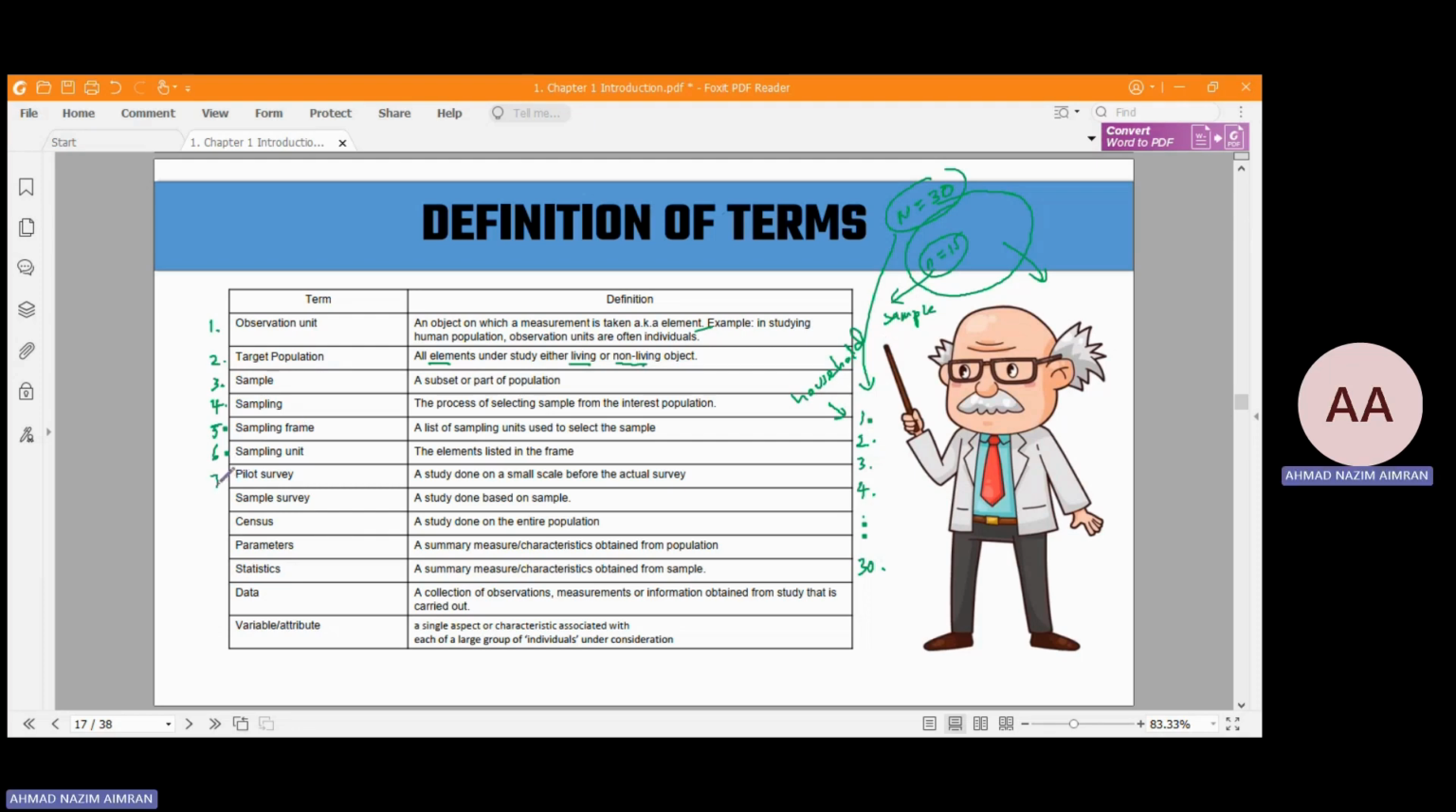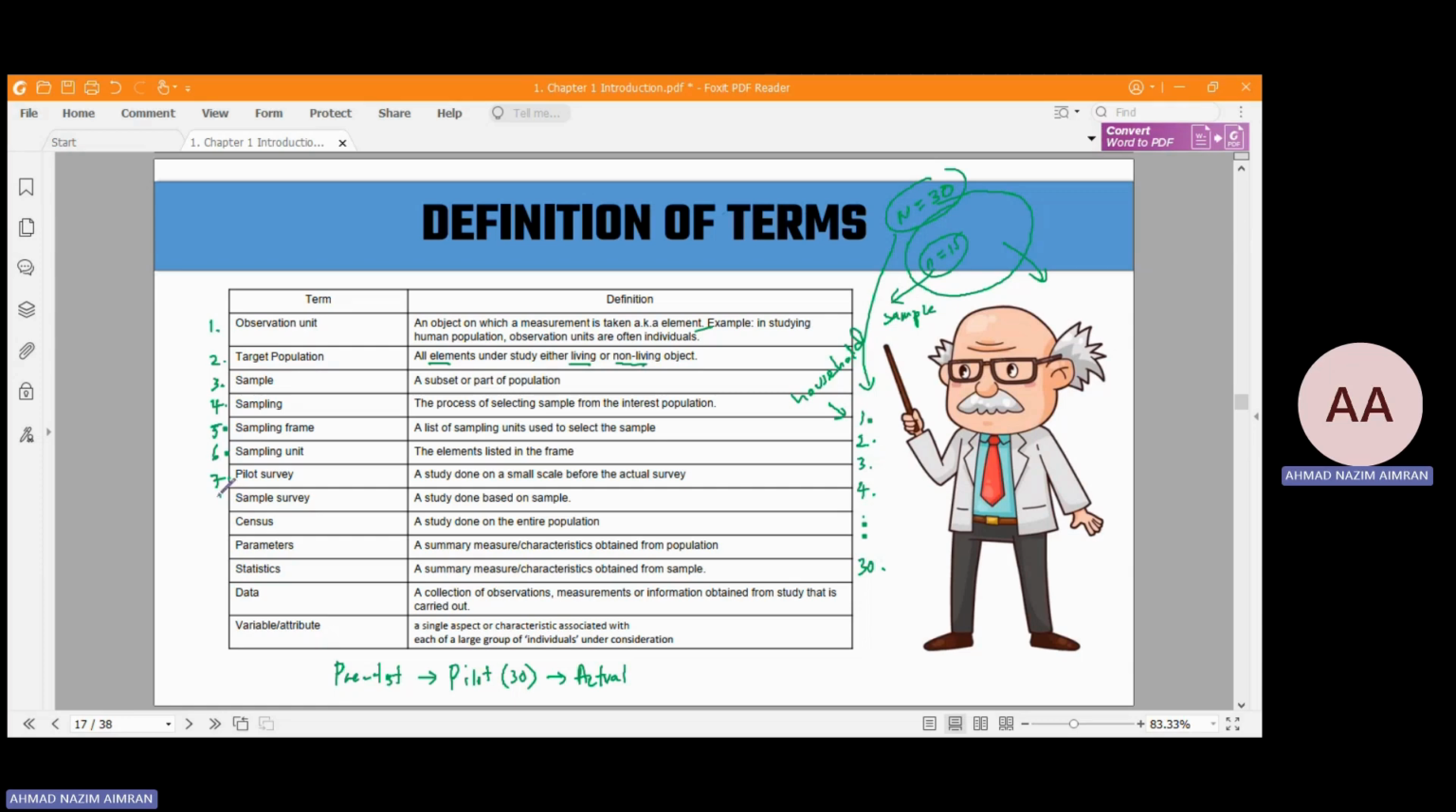Number 7 is the pilot study. It is a study done on a small scale before the actual study. For this, usually we will have a pre-test first to test our questionnaire. Once we are done with the pre-test, only then will we proceed with the pilot test. Usually we will select 30 samples to validate our questionnaire and check the reliability, and if everything is okay, only then can we proceed with our actual study.